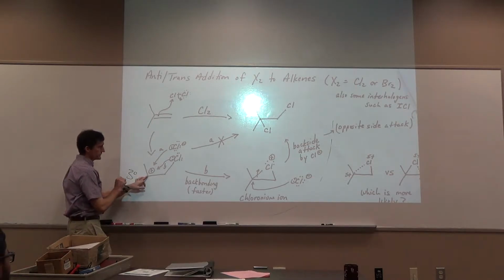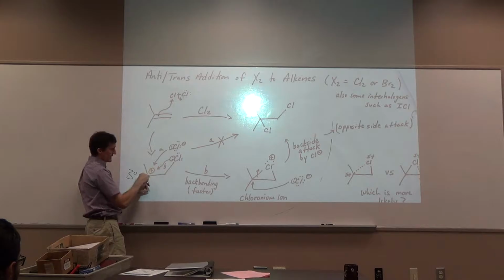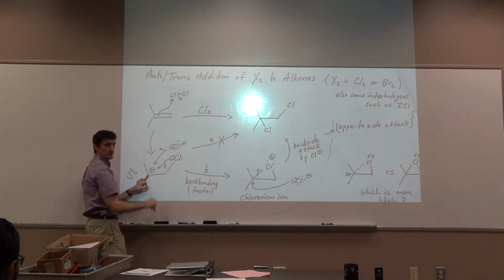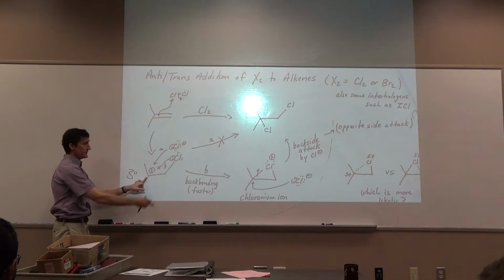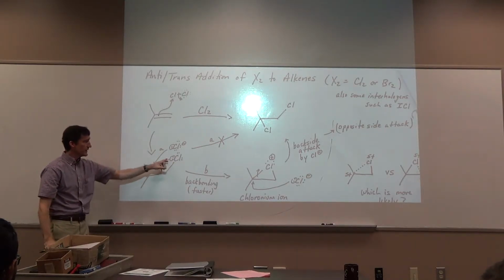Because look, which chlorine is going to be able to bond to this cation fastest? This one, which is not connected, or this one, which is now bonded? The answer is this one. This is going to bond faster because it's sitting right there.